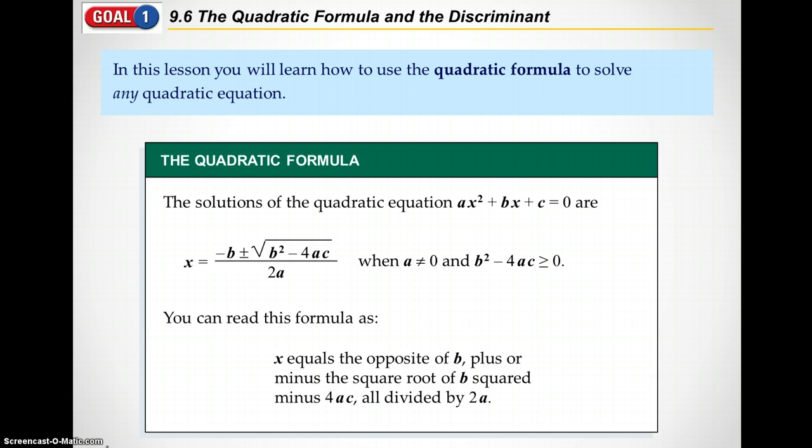So a couple things though. We're going to be using this to find the solutions of a quadratic equation that's in this form, ax squared plus bx plus c equals 0. So just like when we factored, how one side had to equal 0 for the zero product property, everything has to be on one side in order for me to use this formula. So if the variable is x, then x will equal the opposite of b plus or minus the square root of b squared minus 4ac all over 2a.